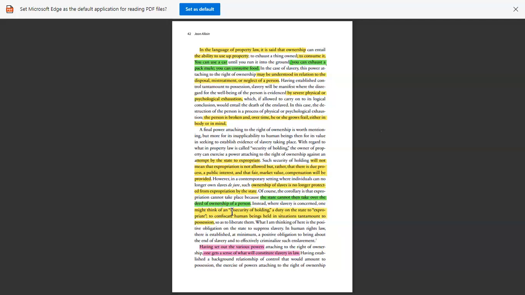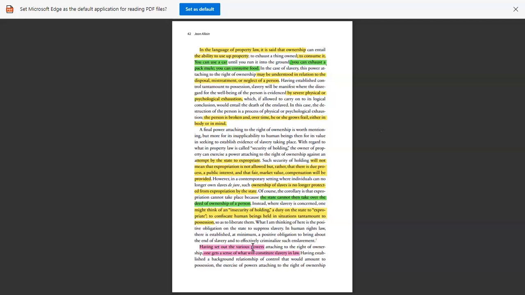Instead, they want to get into this concept of insecurity of holding, which is the duty of a state to expropriate. See, they've created a duty on the state to expropriate, to confiscate human beings held in situations tantamount to possession. And they even say it is as if to liberate them. Well, if you go from being held by one captor or one enslaver, and the state comes and expropriates you and confiscates you because you're being held in a situation tantamount to possession, but they don't liberate you, how is that any different?